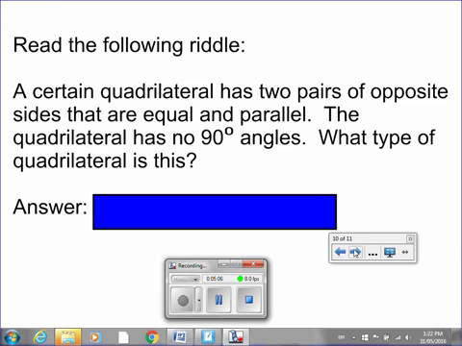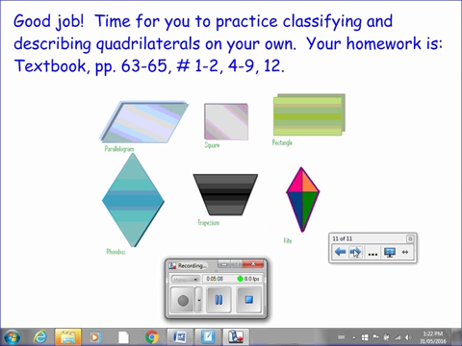All right, and I believe we are at the end. After we review this video at the start of our next class, you're going to get plenty of practice classifying and describing quadrilaterals on your own.